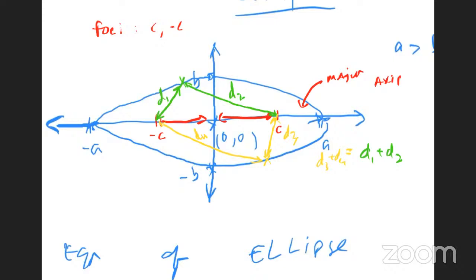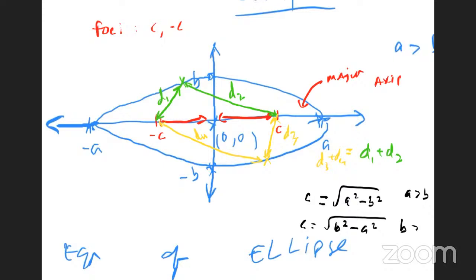Right? How do we find C now? How do we find C? C is the square root of A squared minus B squared if A is more than B, and C is the square root of B squared minus A squared if B is more than A. So whenever you do an ellipse, you have to show them the foci.